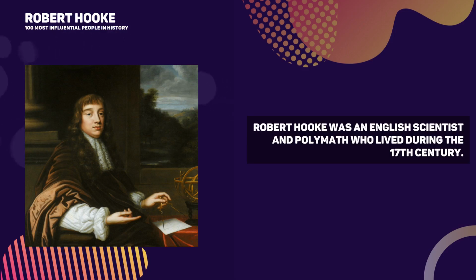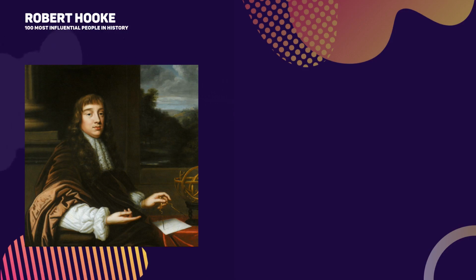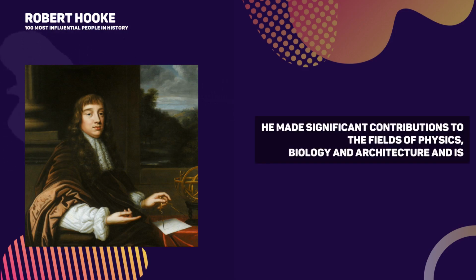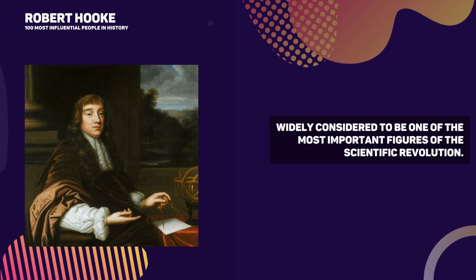Robert Hooke was an English scientist and polymath who lived during the 17th century. He made significant contributions to the fields of physics, biology, and architecture, and is widely considered to be one of the most important figures of the scientific revolution.